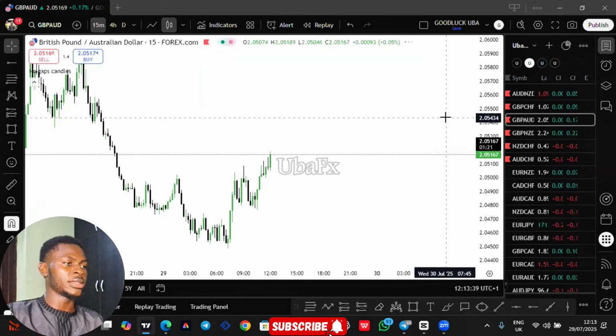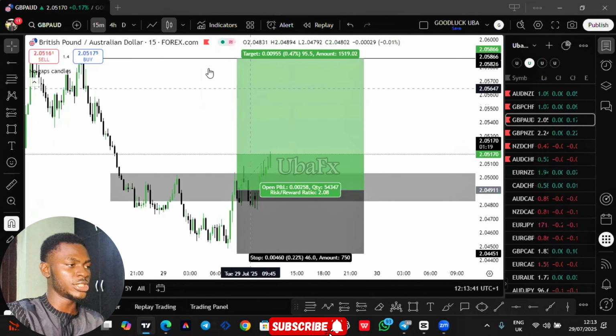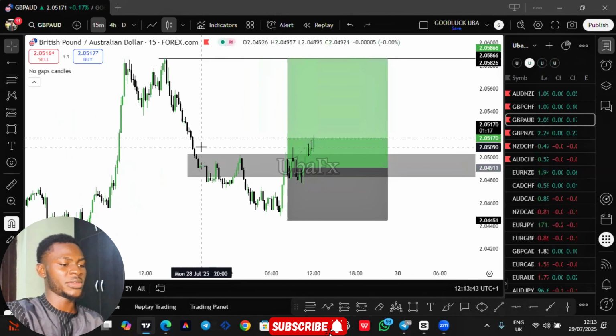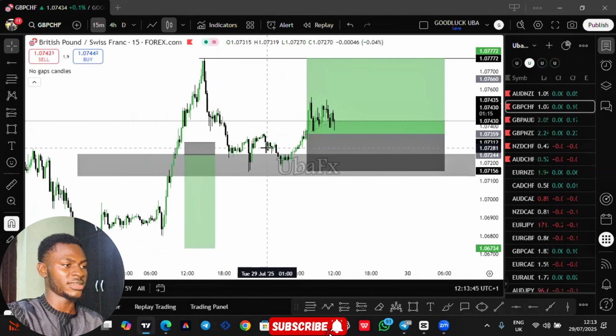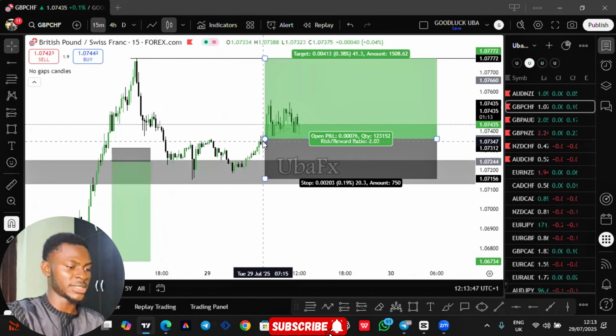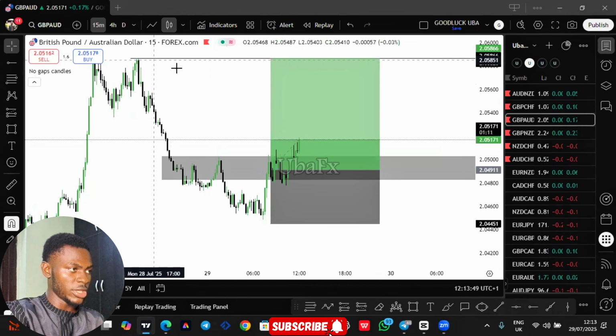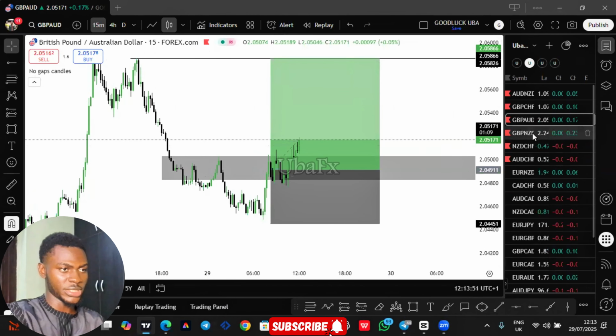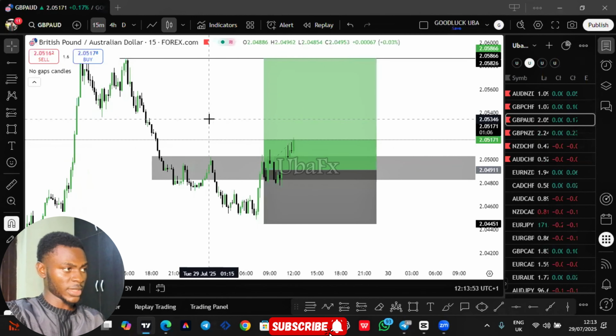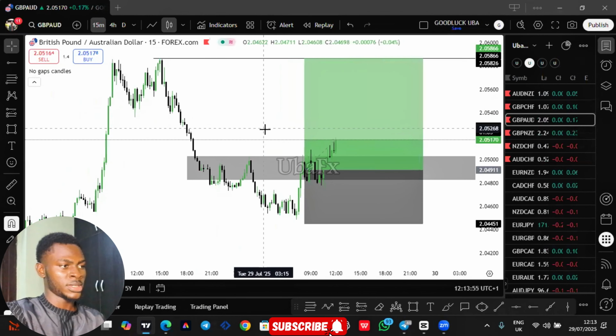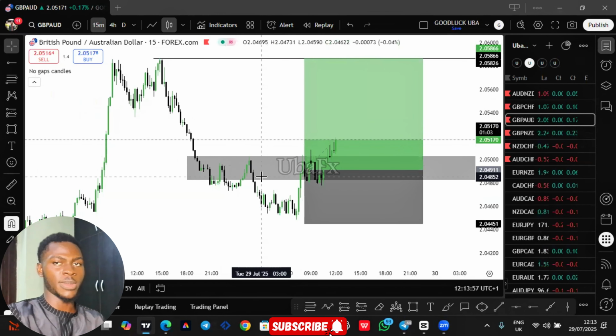Then the next trade is GBP-AUD. Similar thing with GBP-CHF, if you can see right here. This pattern is not really that similar, but GBP-AUD is similar with GBP-NZD. So I'm buying GBP-AUD as well. Price came to my point of focus, I saw my entry confirmation, then I entered.